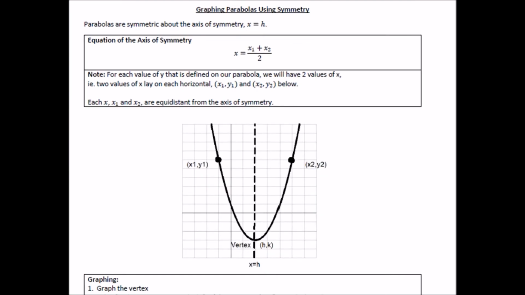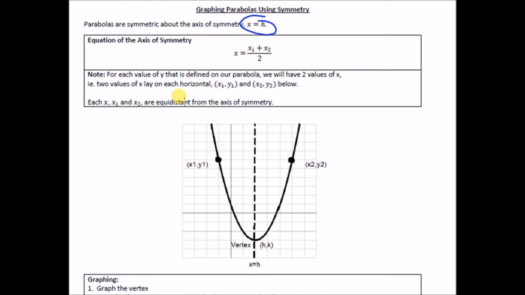Okay, now we're going to get into the real lesson, graphing parabolas using symmetry. Parabolas are symmetric about the axis of symmetry, which is x equals h. The axis of symmetry is the midpoint between any two x values that are on the same horizontal.